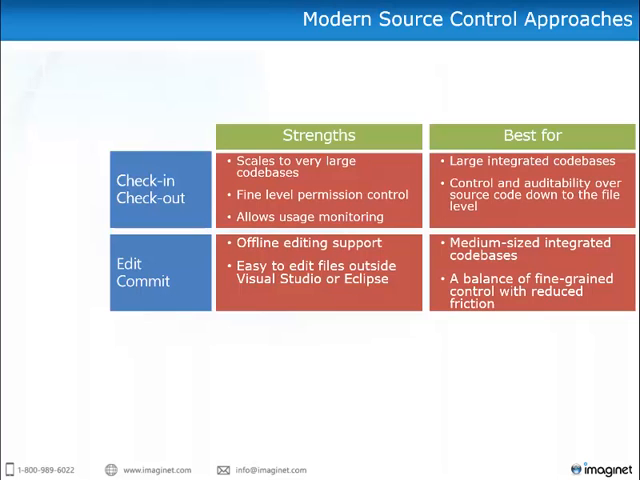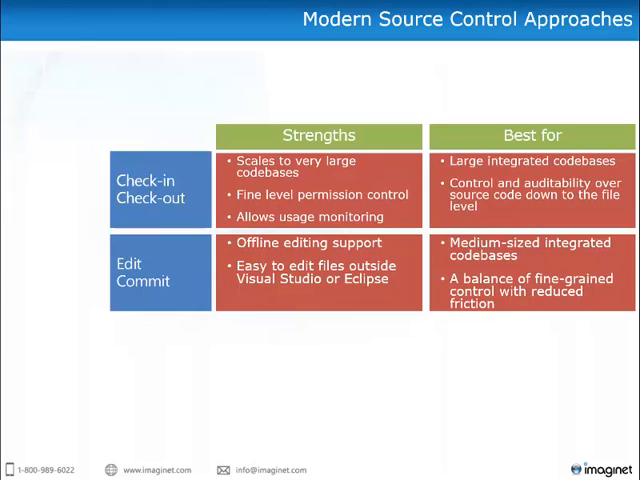TFS, since 2005, has used the check-in, check-out model. Subversion, on the other hand, is more an edit commit based model. With check-in, check-out, you'd have to check out exactly which code you want from the repository before you can work on it. Typically, the repository is also going to lock files that you check out so that you can't change them while you're disconnected from source control. This introduces a lot of friction.